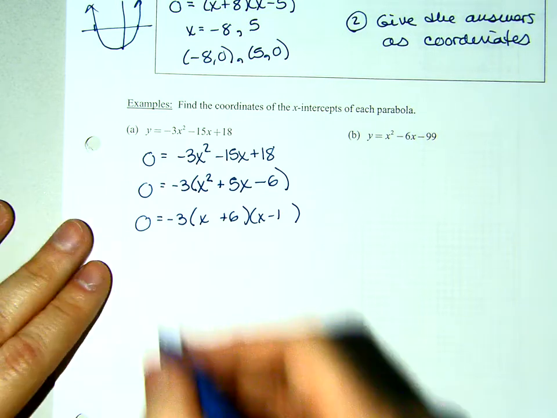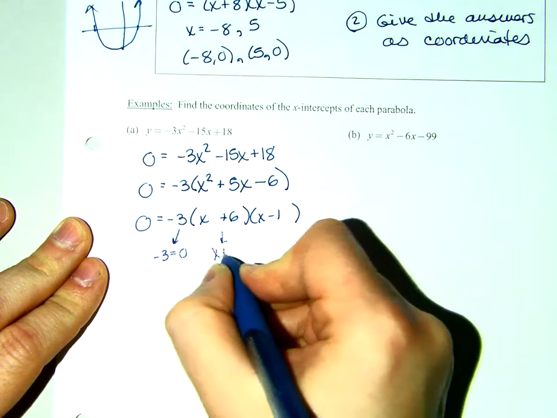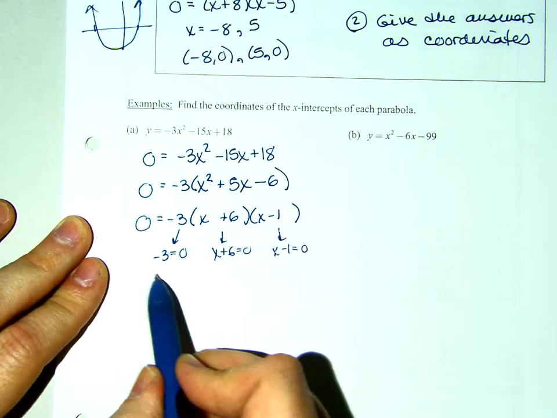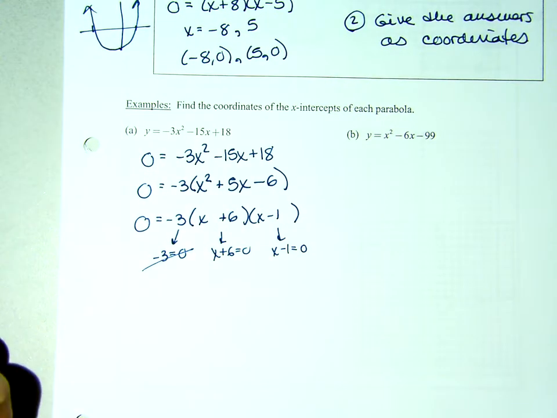Now, we're going to set the parts equal to 0. I'm going to say -3 equals 0. I'm going to say x plus 6 equals 0. I'm going to say x minus 1 equals 0. Do you get anything from -3 equals 0? No. The number out front doesn't affect the x-intercepts.